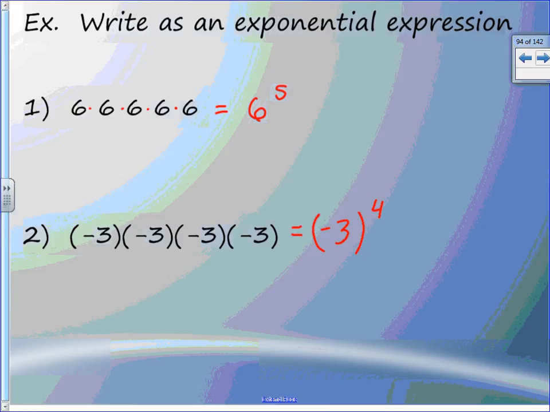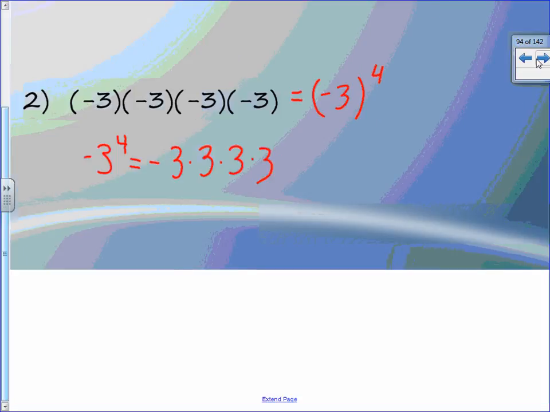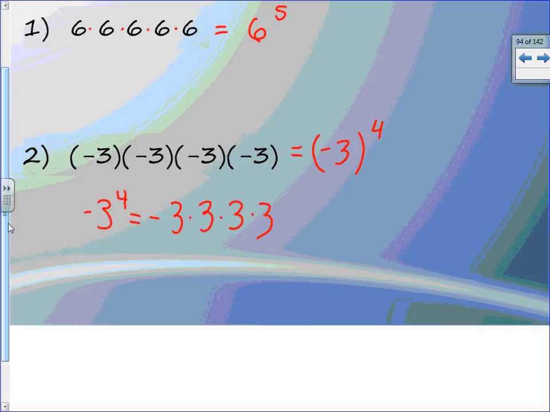And the reason why that is true is because if I ask you to do this, -3 to the 4th, the answer is actually different. The first one says take -3 times itself 4 times over. -3 times -3 times -3 times -3. That's (-3) to the 4th. This actually means -3 times 3 times 3 times 3. So if you don't put a parentheses around it, it means something different. So you do need to be careful as to using parentheses with negative bases.